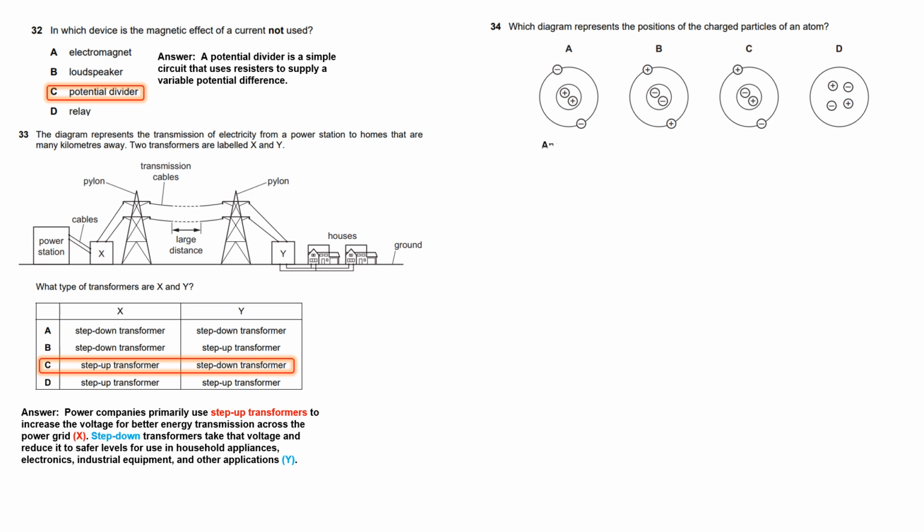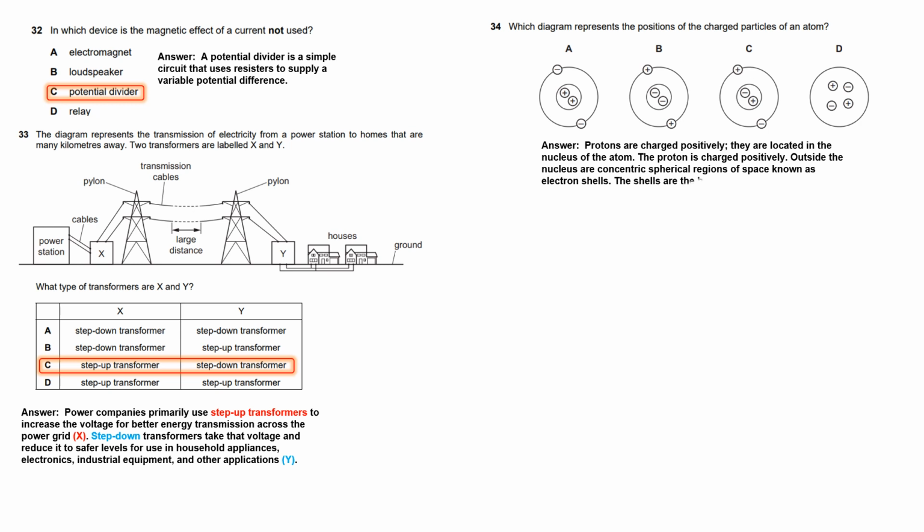Question 34. Protons are charged positively. They are located in the nucleus of the atom. Outside the nucleus are concentric spherical regions of space known as electron shells. The shells are the home of negatively charged electrons.